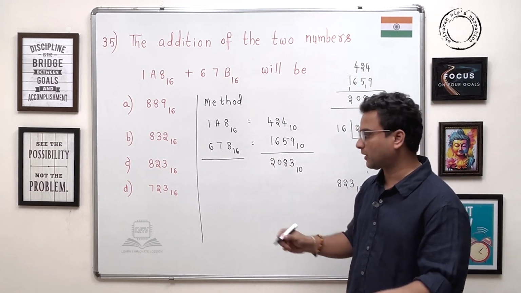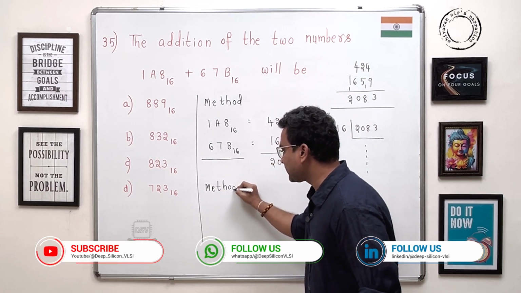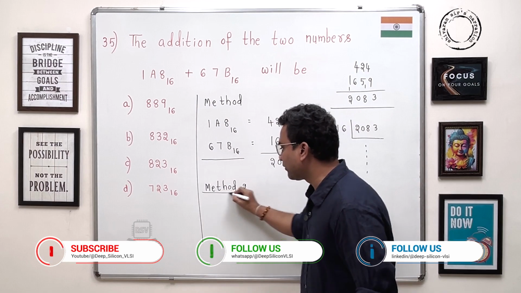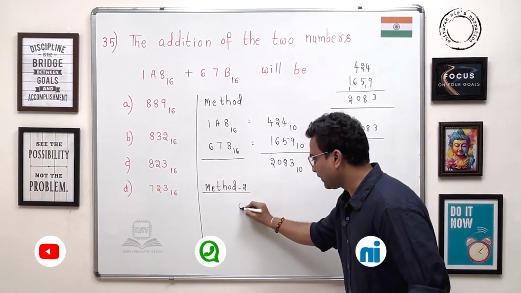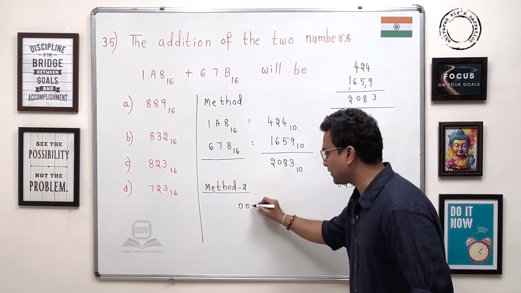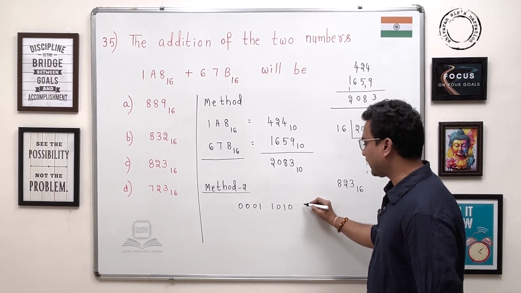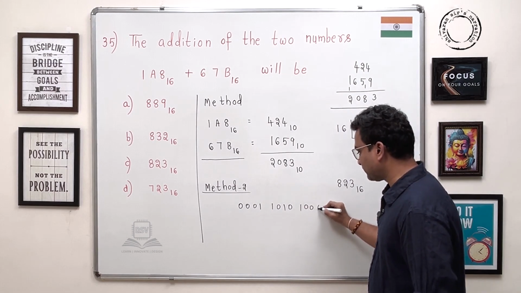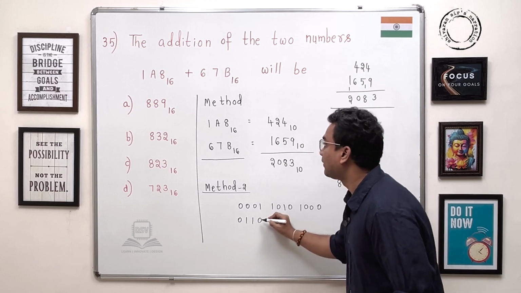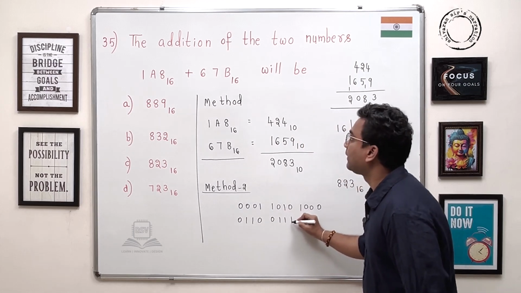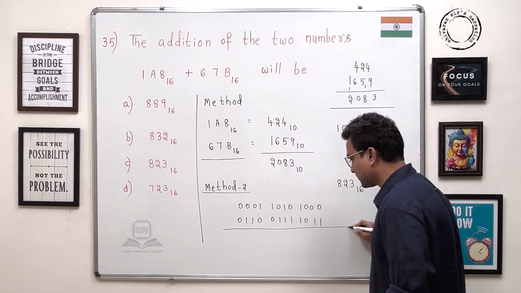Then what is method 2? Let us take method 2. It is in hexadecimal form. Why don't you convert into binary? Like 1 is 0001, A is 1010, 8 is 1000. Similarly 67B is 0110, 0111, 1011. Now you add this.